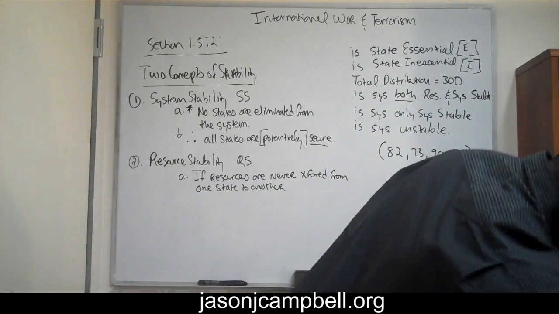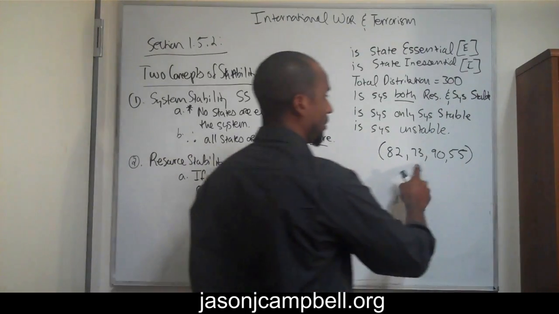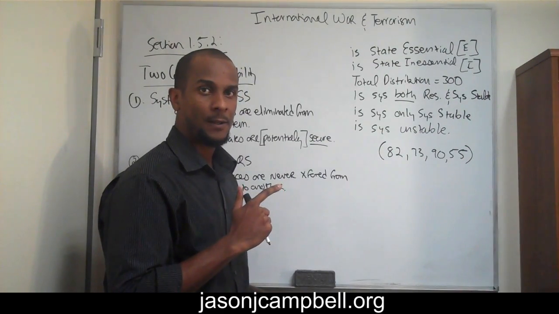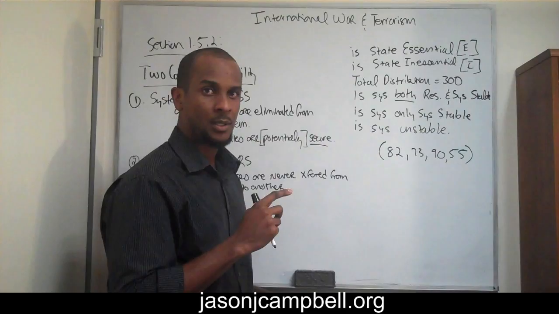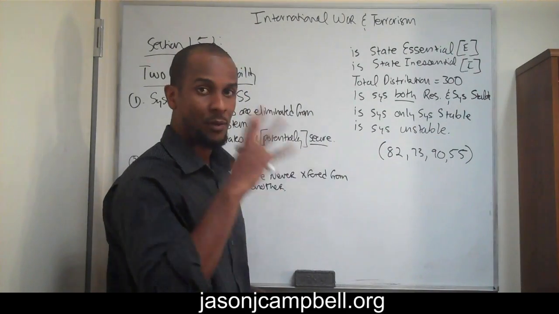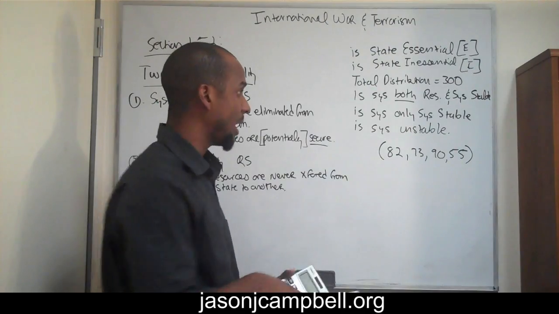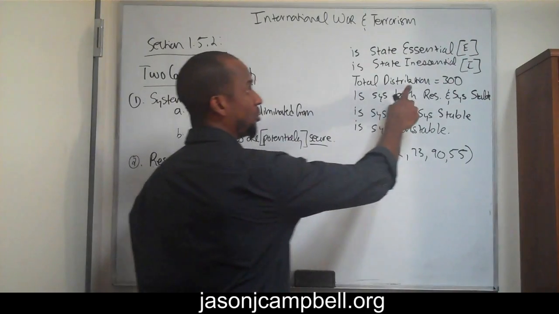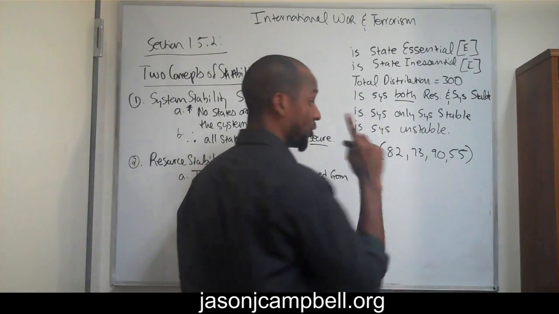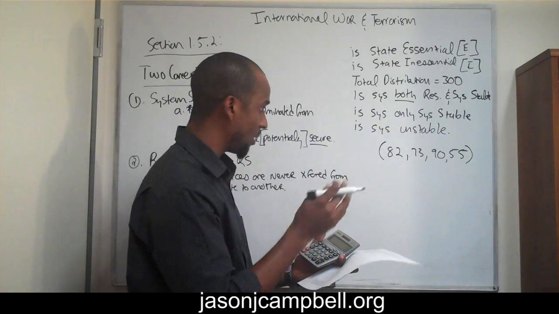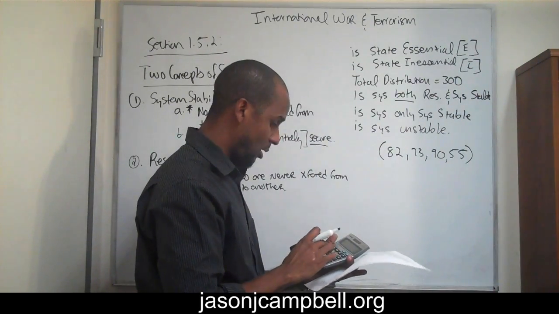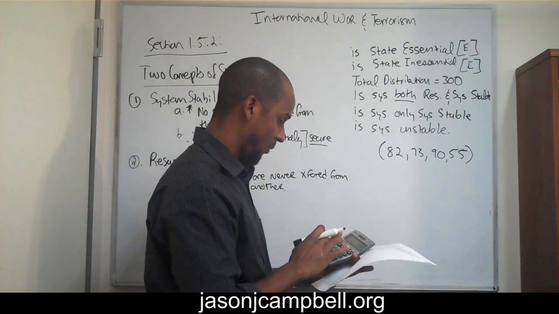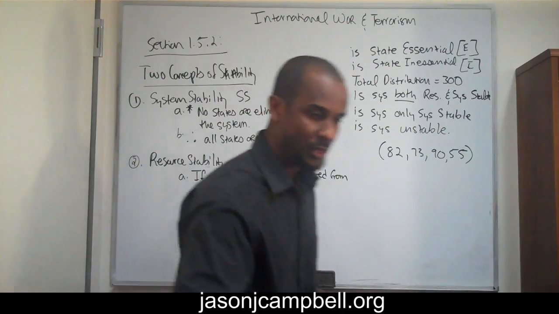And let me get my calculator. So we have 82, 73, 90, and 55. First thing that we recognize is that we're going to be discussing resource and system stability within more than 3 state system, right? This is obviously representative of more than 3 state system, 82, 73, 90, and 55. We recognize that the total distribution is 300. So all of this first should add up to 300. So let's just do the math really quick. It's just like arithmetic. 82 plus 73 plus 90 plus 55 equals 300. Okay, so we're good. So it equals 300.